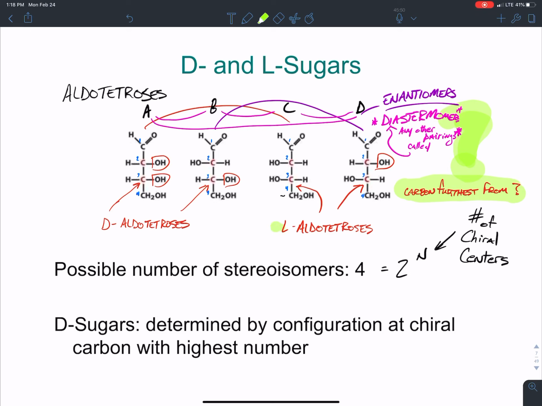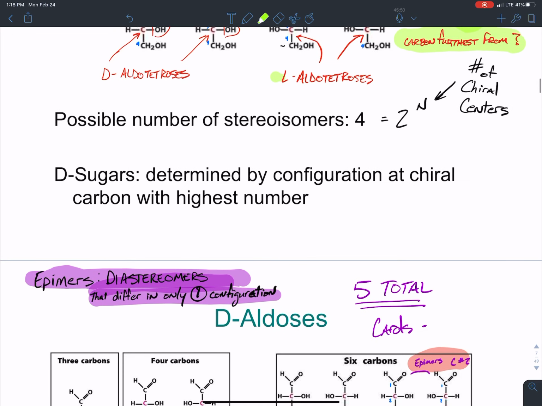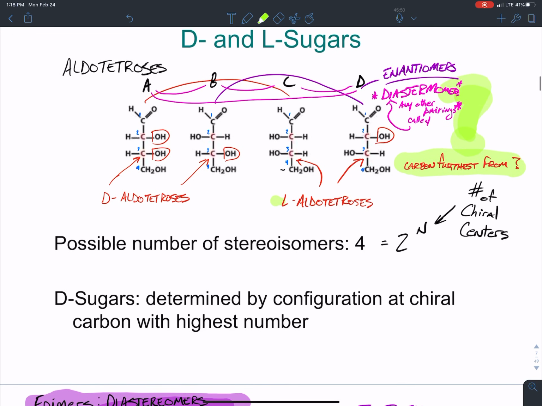And there's 4 types. We have enantiomers, which are reflected pairs. So we have B and D looking like a reflected pair, and we have A and C looking like a reflected pair. Then when they are not reflected, they're diastereomers, basically any other pairings. So D sugars are determined by the configuration at the chiral carbon with the highest number. So that's, I guess, that answers the question, at the highest number.